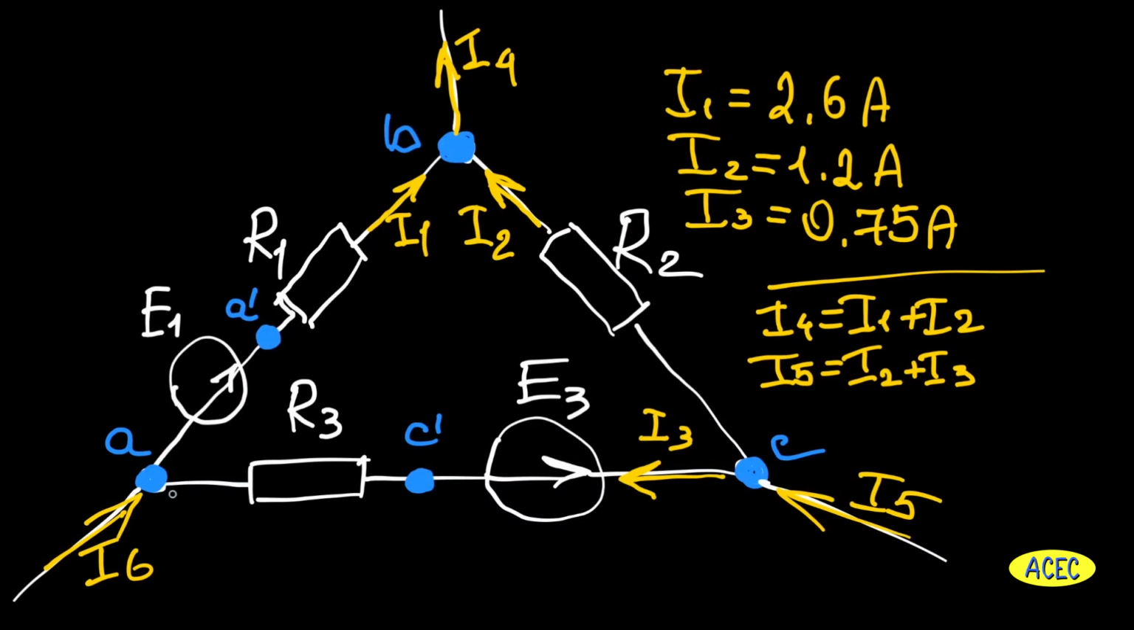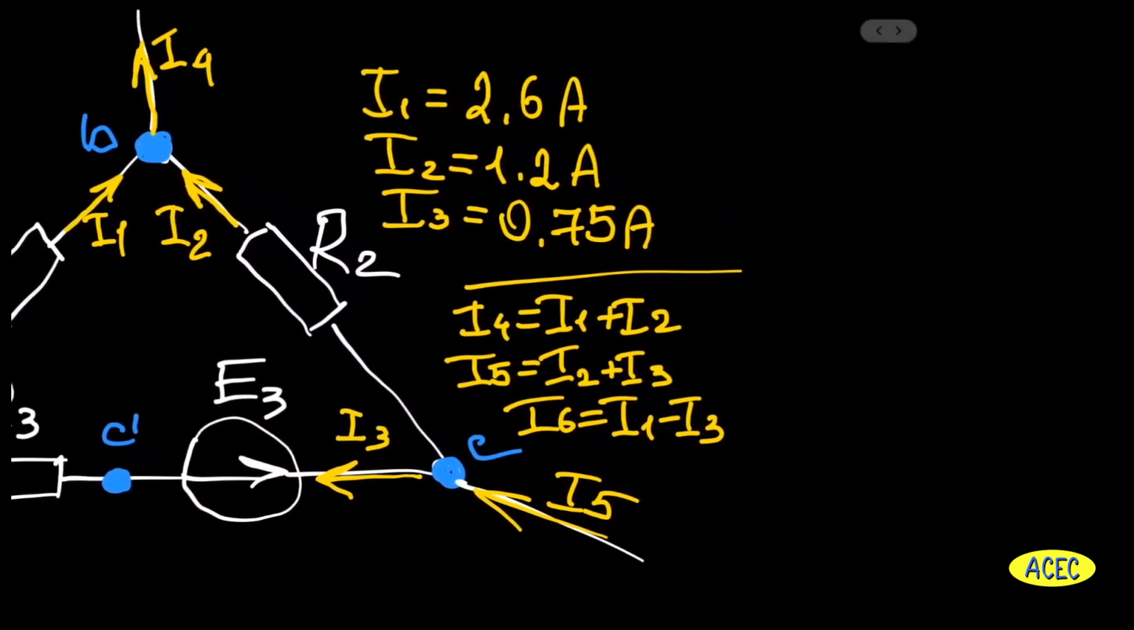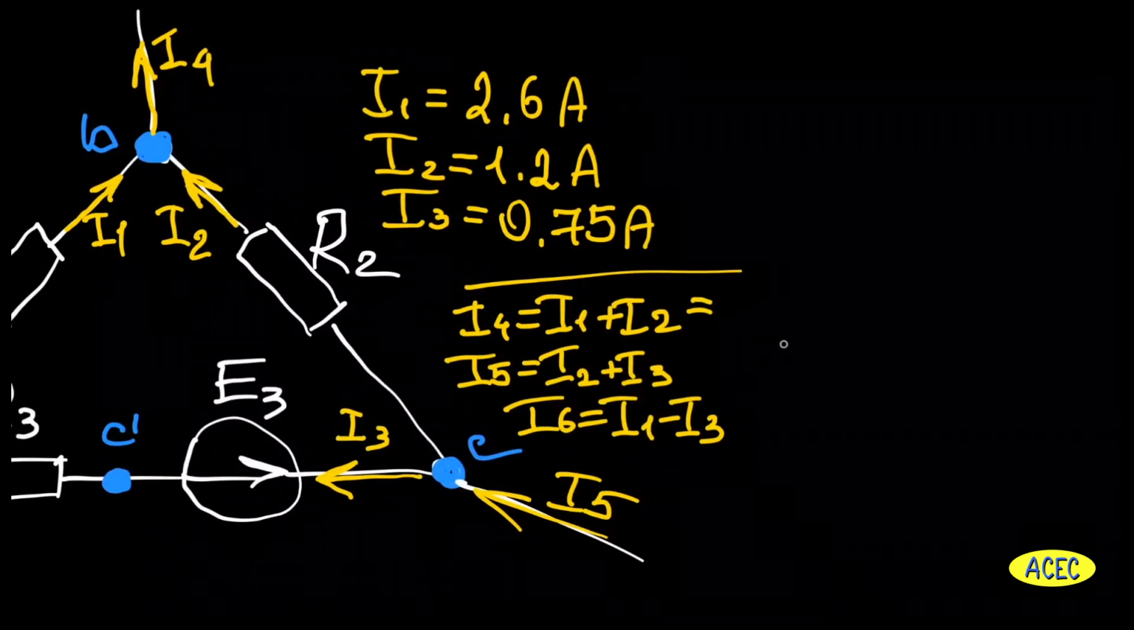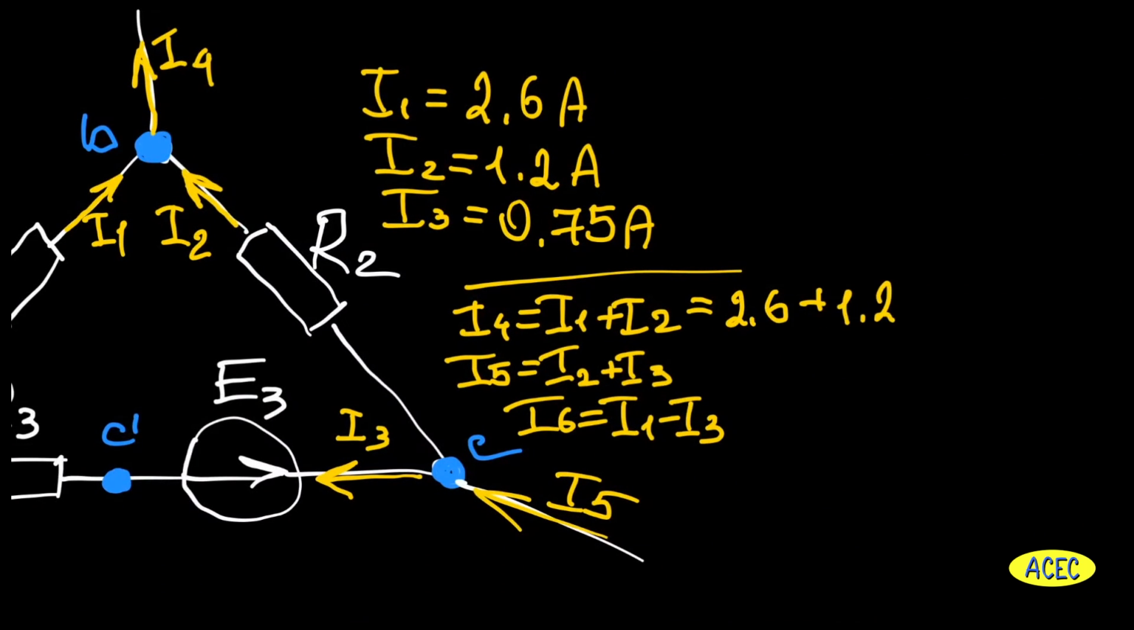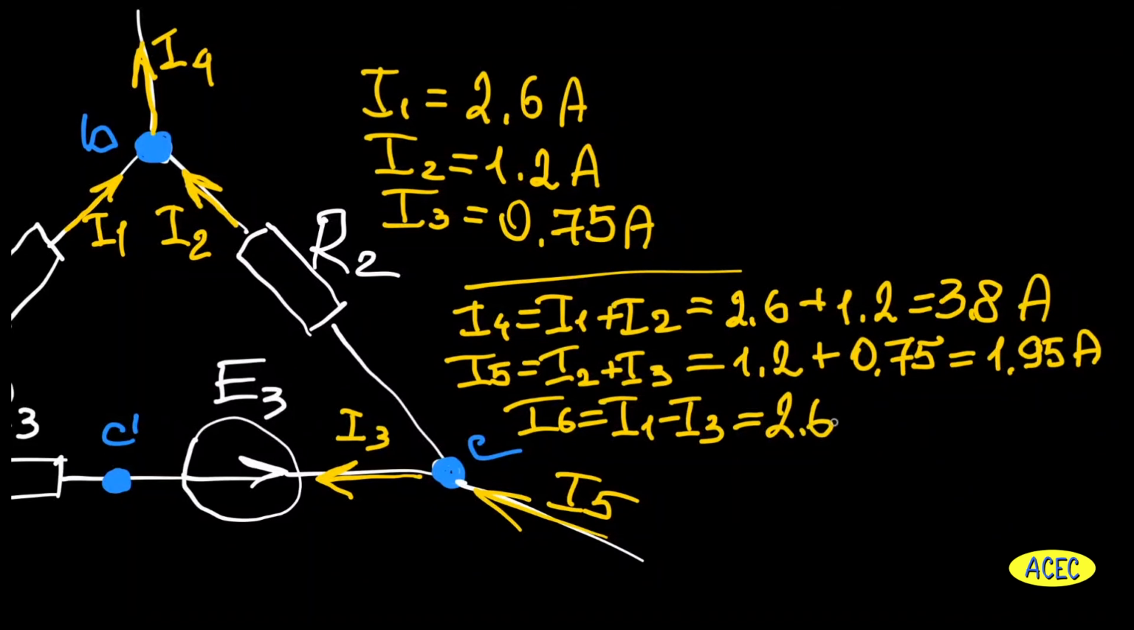And current I6 is I1 minus I3. Now let's find their values. I4 is 3.8 amps, I5 is 1.95 amps, and I6 is 1.85 amps.